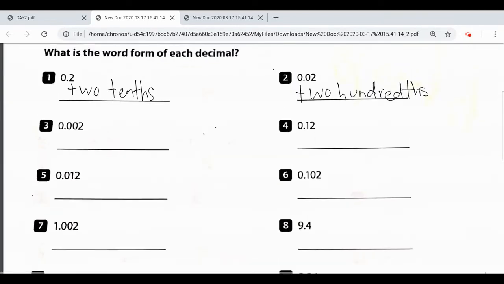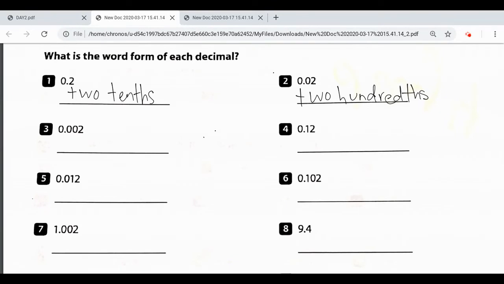And some things that I may need to clarify or remind you about: if you have a 0 to the left of the decimal, we don't write 0 and 2/10. We don't write 0 and 2/100. We just simply name the part of our decimal that has value. So 2/100, 2/10.